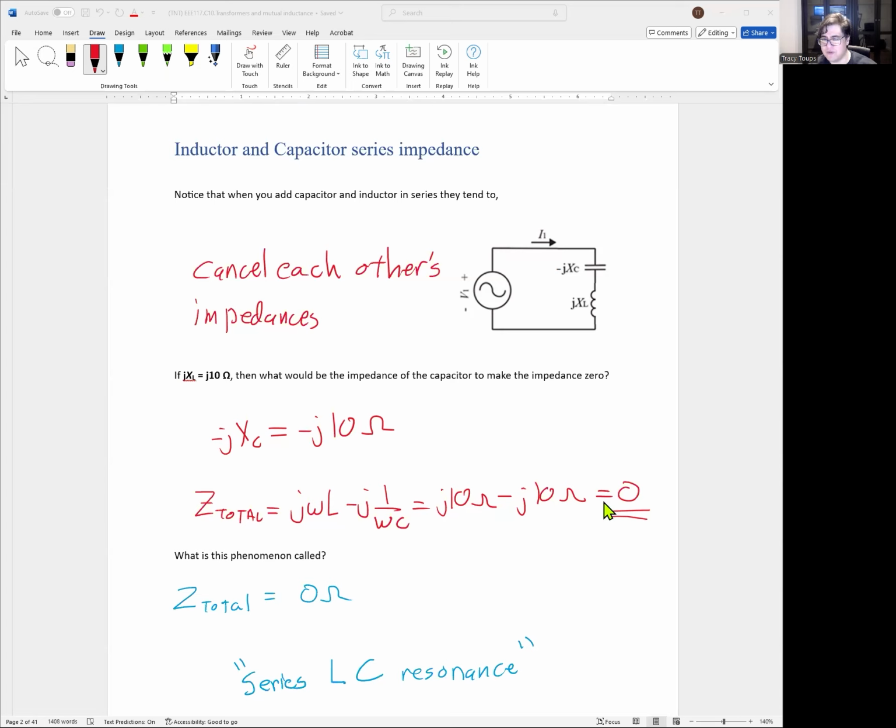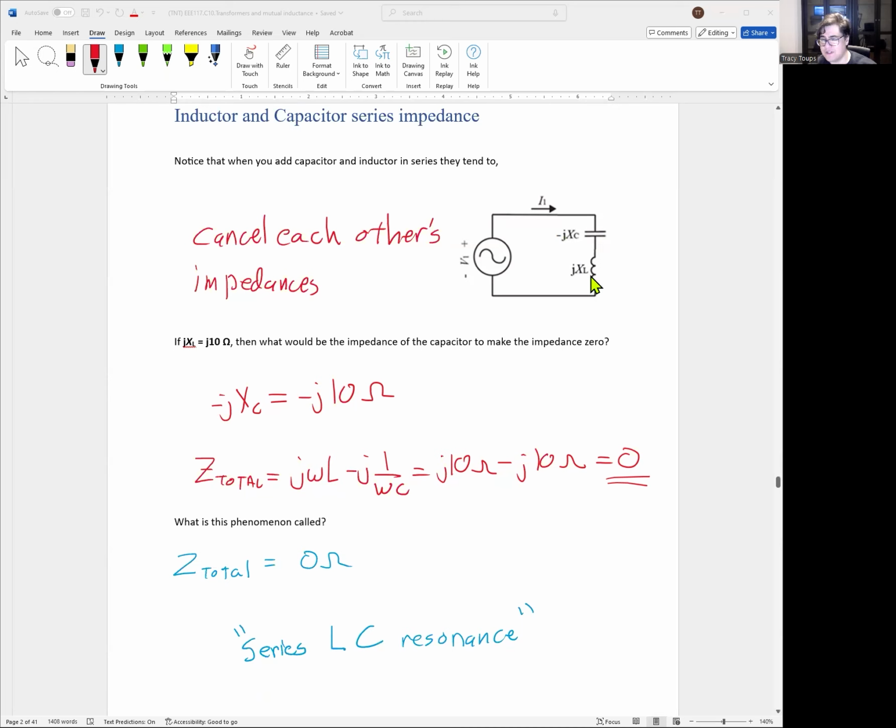So my total impedance, adding them together because they're in series, is a positive 10j and a negative 10j, which is a net zero. So by carefully selecting the L and C together, we could have a phenomenon called a zero impedance circuit or a series LC resonance. L for the inductor, C for capacitor there. Resonance is another way to say cancellation, right? Or they're in tune with each other.